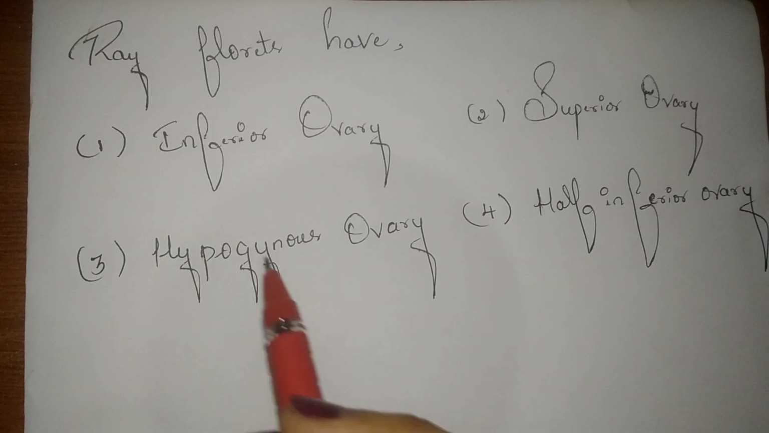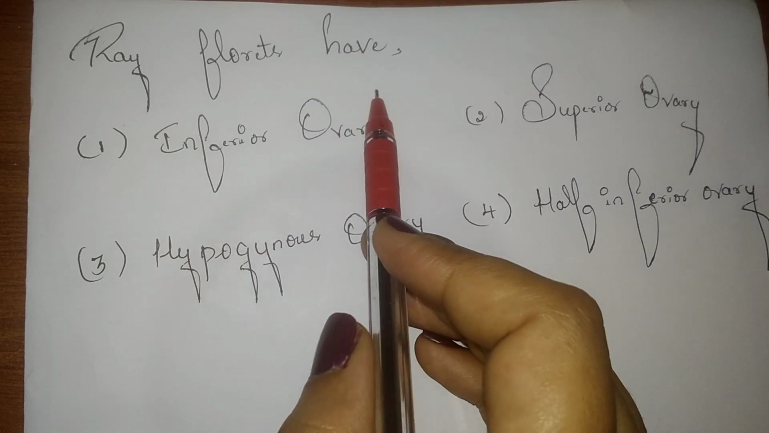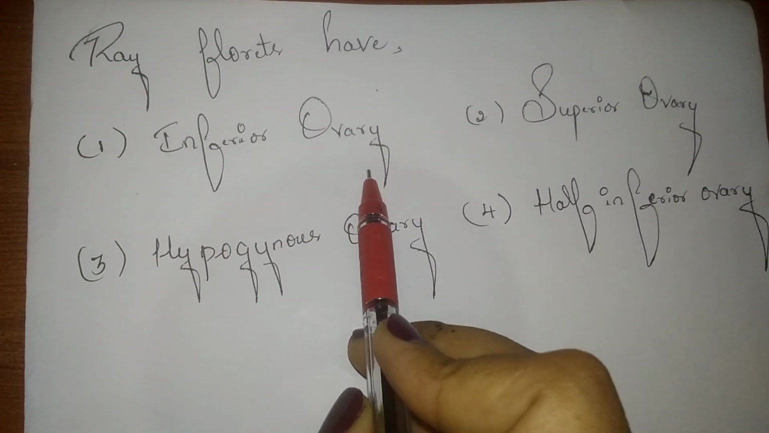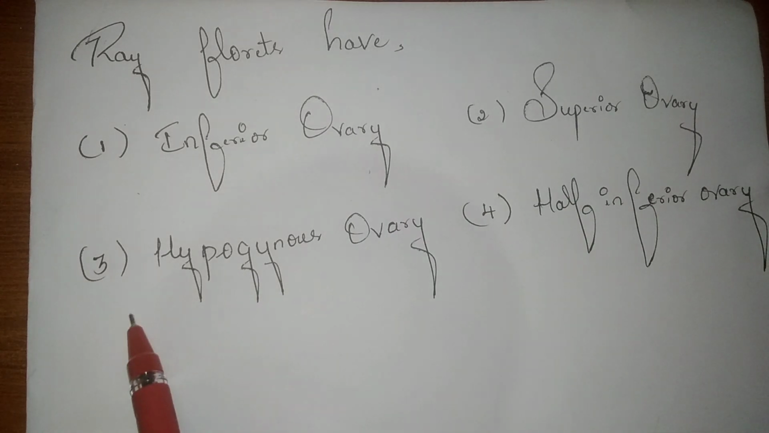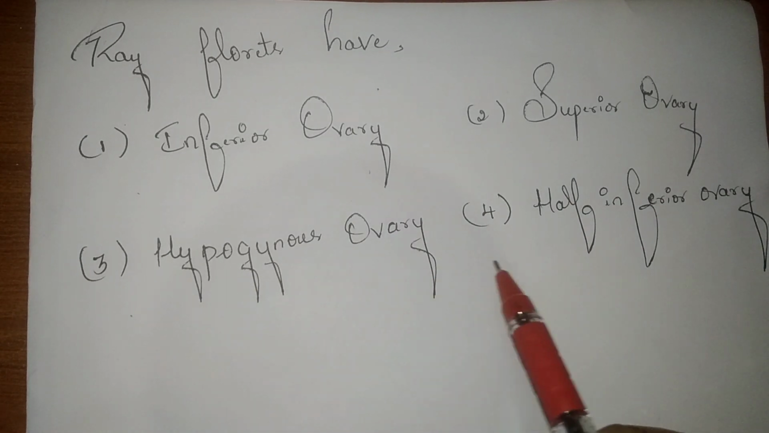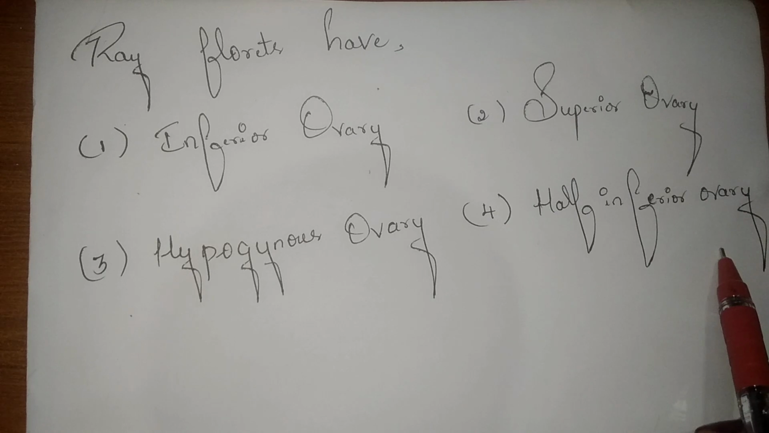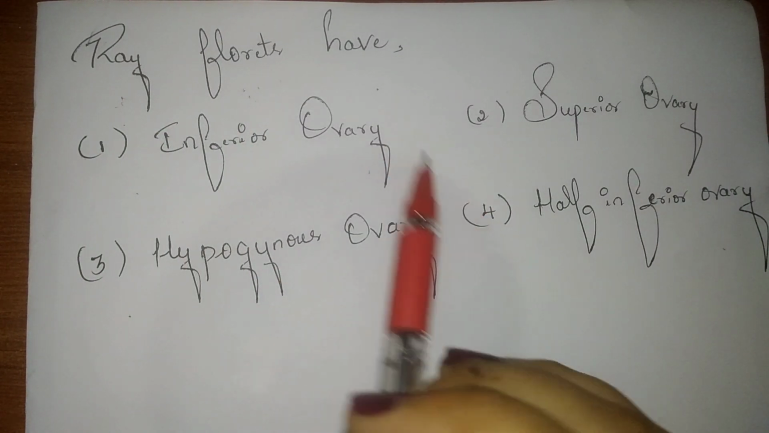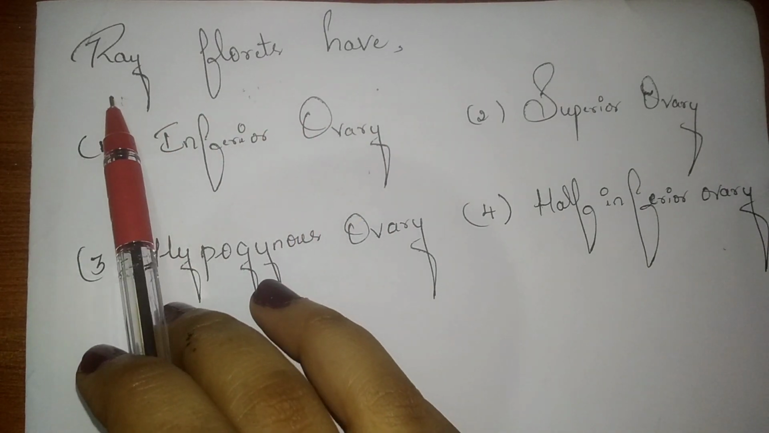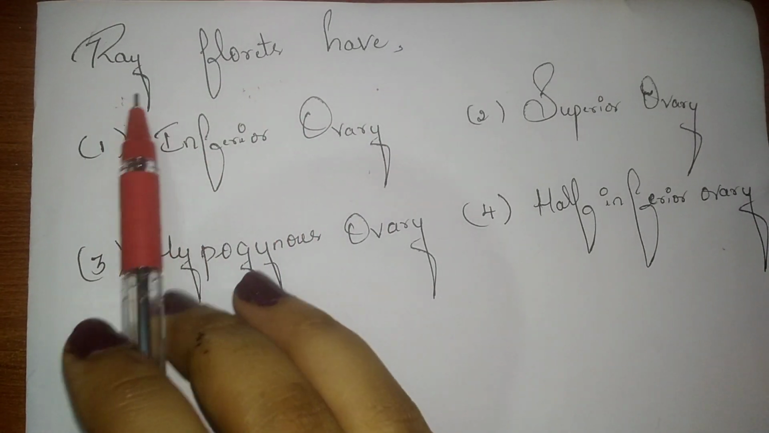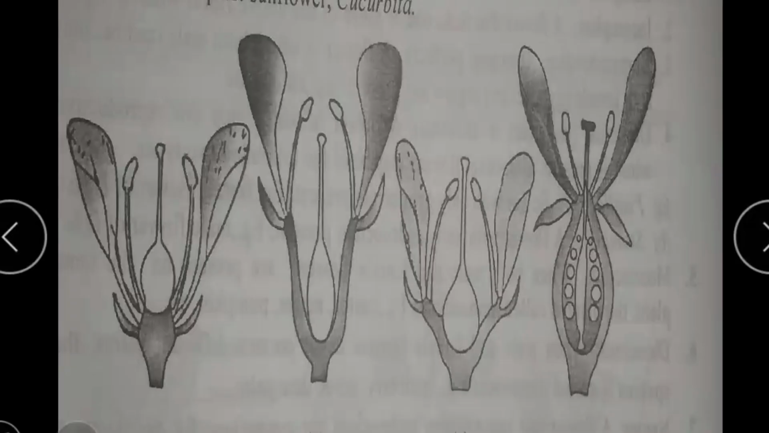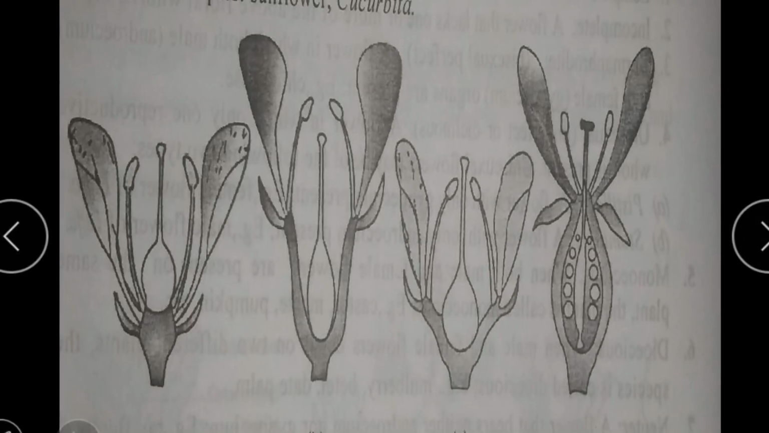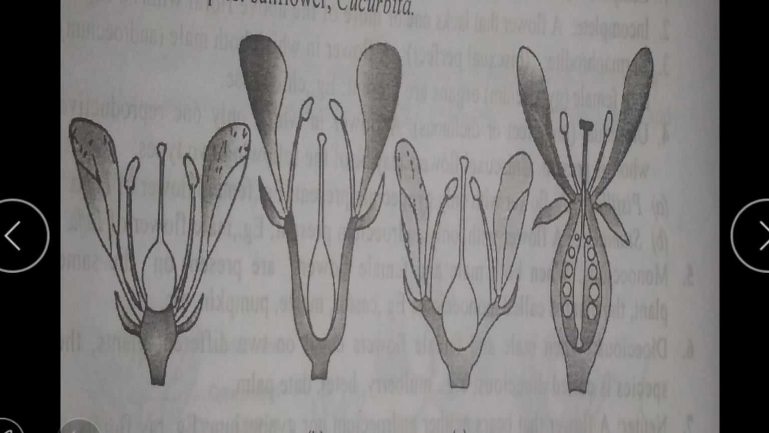Our next question is, ray florets have option 1 inferior ovary, option 2 superior ovary, option 3 hypogynous ovary, option 4 all inferior ovary. Given the flower, they are given the options of which type of ovary it consists of. We need to find out which type of ovary the ray florets have. In order to find the answer for this question, we need to know about the different kinds of ovary. That is superior, inferior and half inferior and half superior.